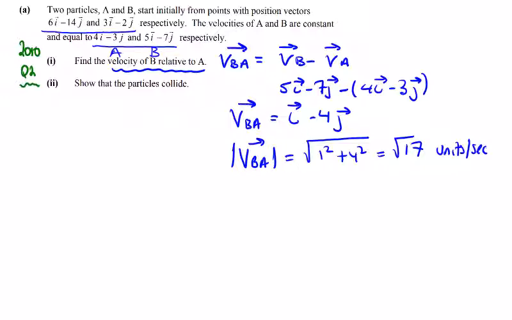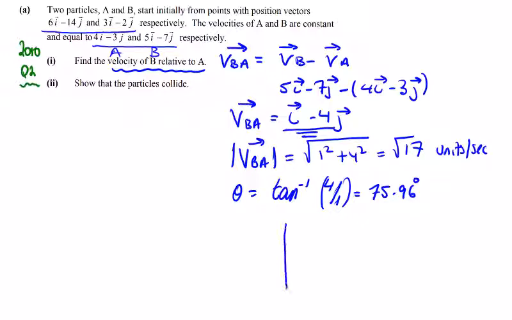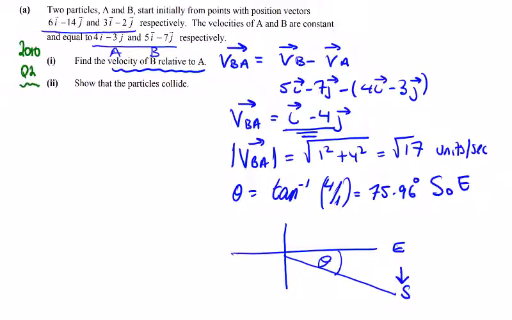And then we have the angle theta is equal to the inverse tan of 4 over 1, which is equal to 75.963 degrees, so 75.96 degrees, and that's in a positive negative direction from up here. So my positive negative direction is south of east. So that's what's happening here.